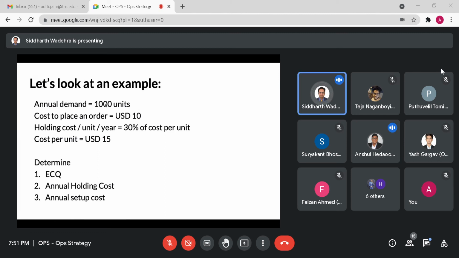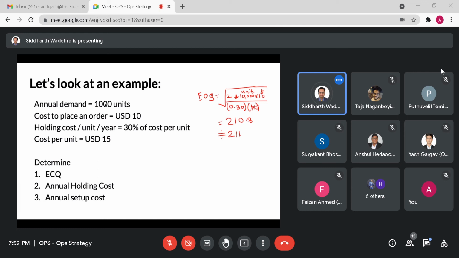All right. Let's see how we've calculated the ECQ. Sir, I did 2 into 10,000 into 10, divided by 4.5. That means the 30% of 15. And you have to take the square root of that. Square root, yes. Correct. And you're right. This is pretty much what it is.